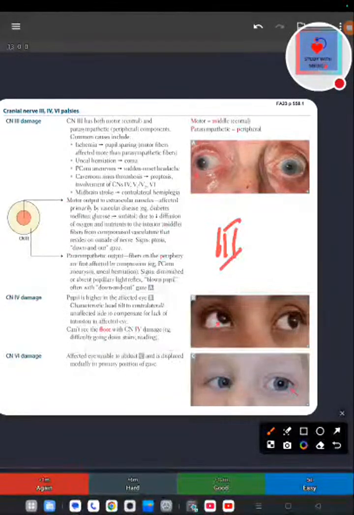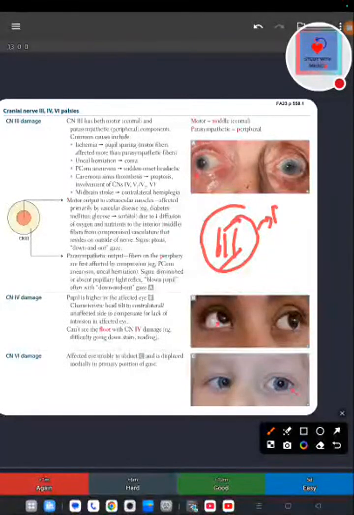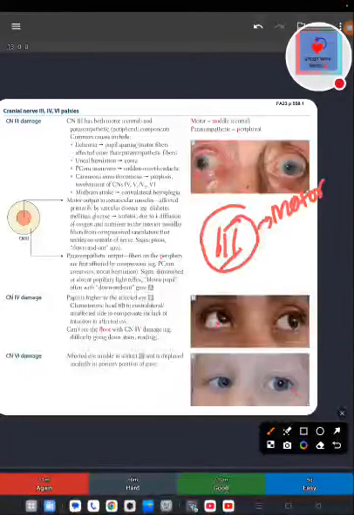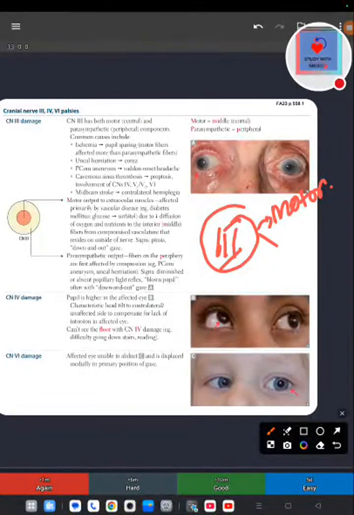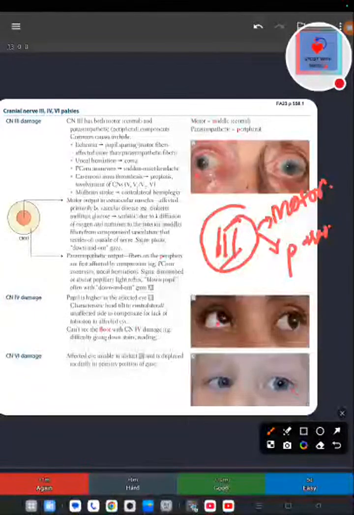Okay, let's do this and after that we'll have a long break. Okay, cranial nerve 3 has both motor and parasympathetic components. Motor is central, parasympathetic is peripheral. So in the third nerve the parasympathetic fibers are present. Common causes include ischemia, pupil sparing, where motor fibers are affected more than parasympathetic fibers.